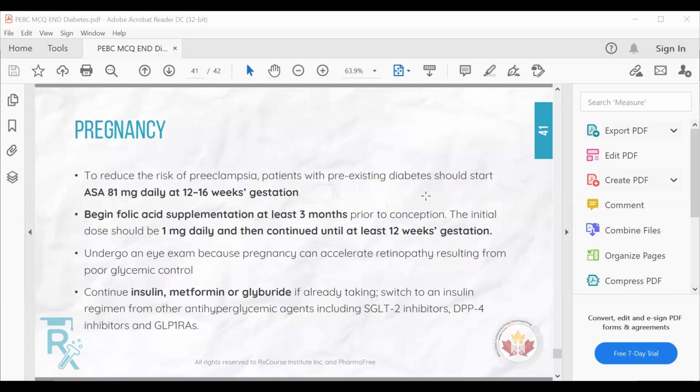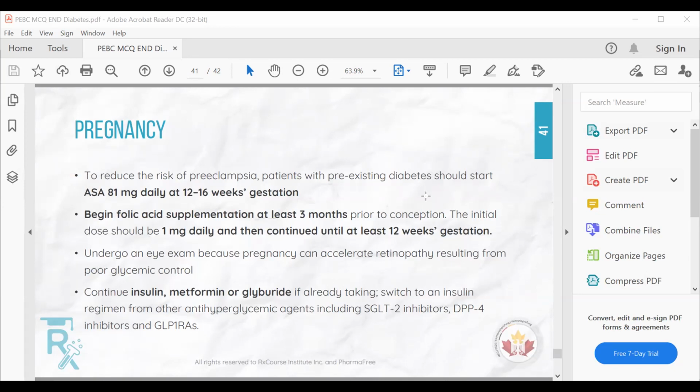Okay, this is the first point. The second point is that a pregnant woman who developed diabetes or who already has diabetes has to get an eye exam done more frequently, because pregnancy increases the chance of retinopathy. This is why the eye test is done more frequently during pregnancy.